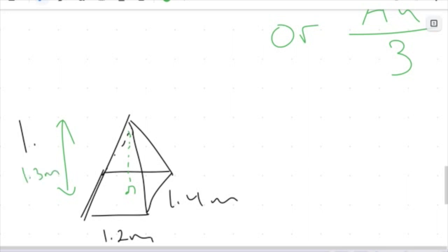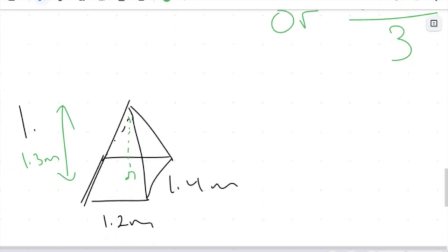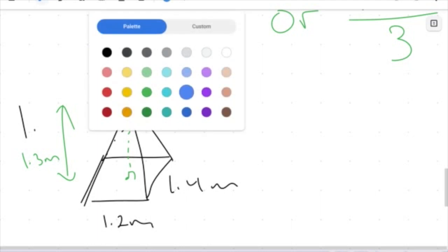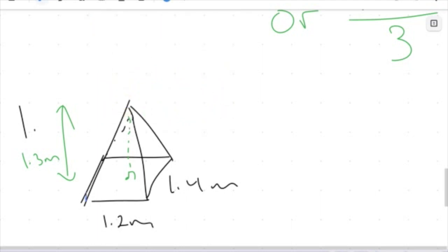What is going to be the volume of this shape? So we said that the volume of a pyramid is going to be a third of the volume of a cube with the same base area and the same height here. I can even go ahead and just draw a cube around here if we wanted to visualize this a bit better.